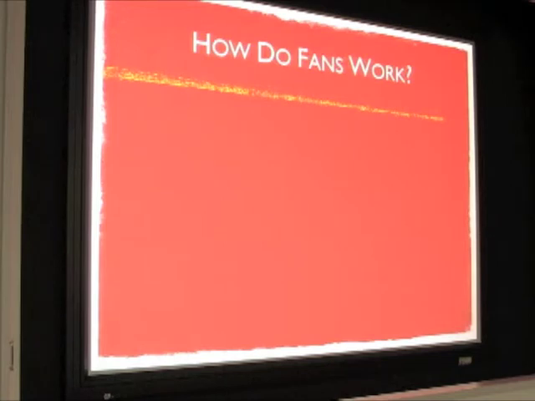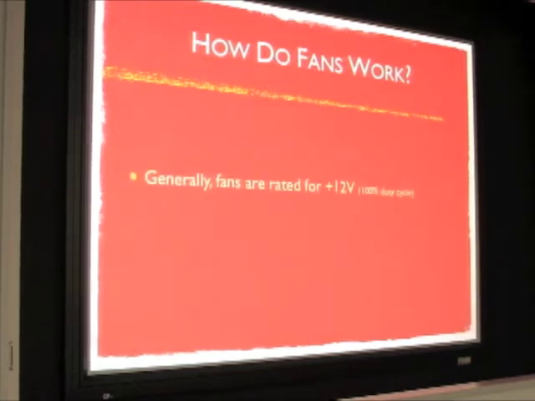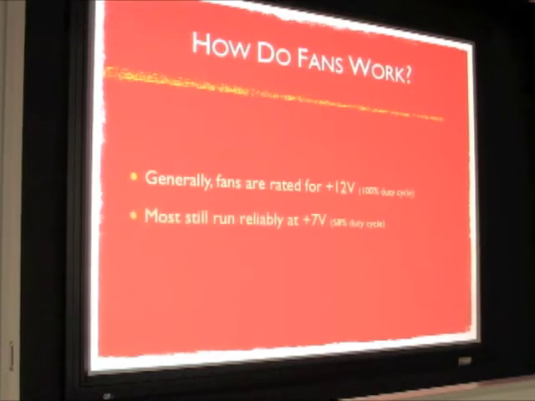So how do they actually work? Generally, fans are rated for 12 volts. And 12 volts represents a 100% duty cycle. And most fans will still run reliably at 7 volts. And 7 volts is around 58% duty cycle. So if you're using this software and you want to ensure that the fan gets around 7 volts so that it runs reliably, you will have to set the duty cycle to 58%. And 58% is obviously 7 divided by 12. That's how we get 58%.